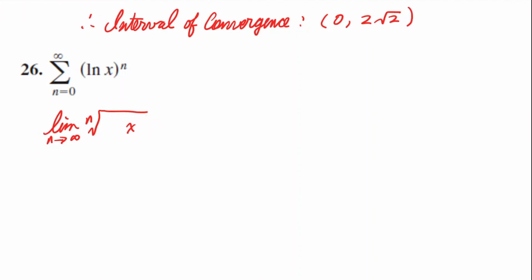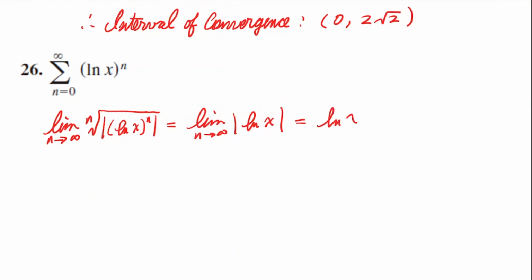Technically, let me rewrite the whole thing. Technically, it's the nth root of the absolute value of ln x to the nth power. How's that? Okay, so it just tells you the limit as n approaches infinity of the absolute value of ln x. And you notice that n disappeared, right? That's just ln x then. Now you want that to be less than 1.